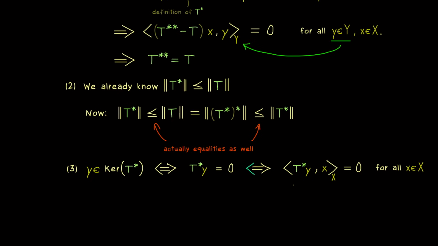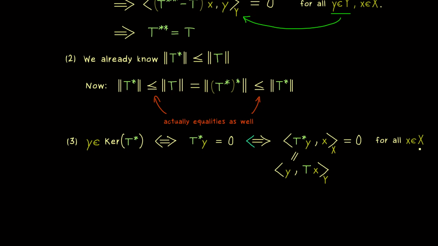In addition, in this inner product here, we can also use the definition of the adjoint, which always means that we can just shift T to the right hand side. And now this is equal to 0, and it holds for all X in X. Therefore, what we actually do here is that we go through the whole range of T.